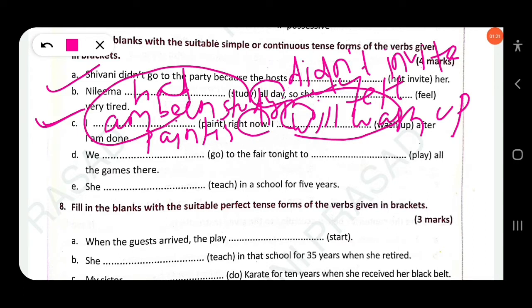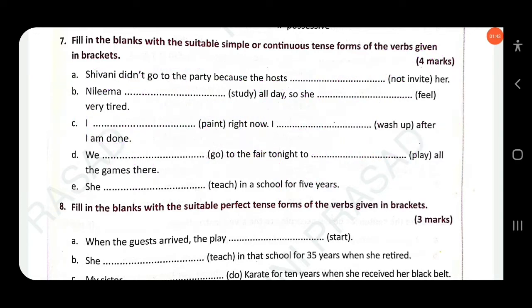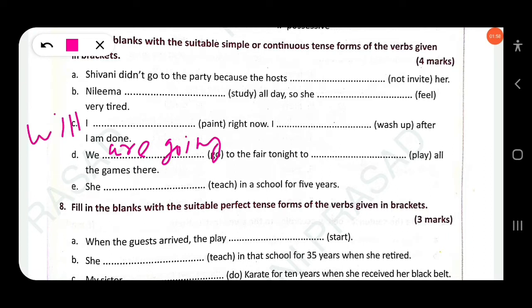Then next: we dash to the fair tonight. Here you can use we will go, or you can also write we are going. We are going to the fair. Clear? So here you can write both. Simple future can be used or present progressive can be used. Tonight, to play. Here it is to plus infinitive. To is already mentioned, so you have to use only play.